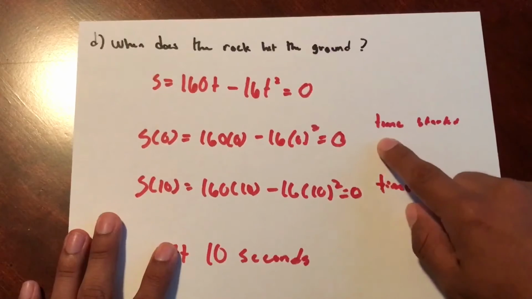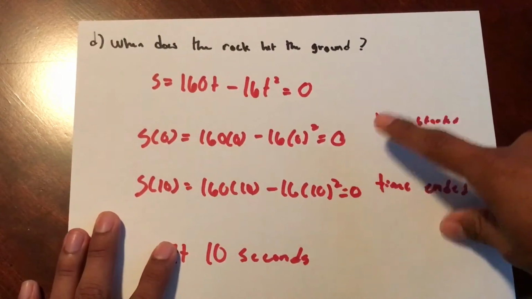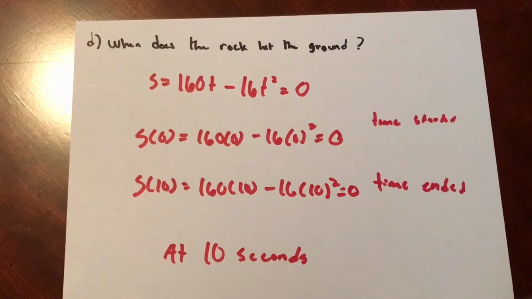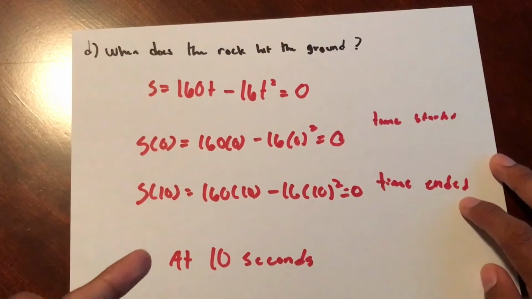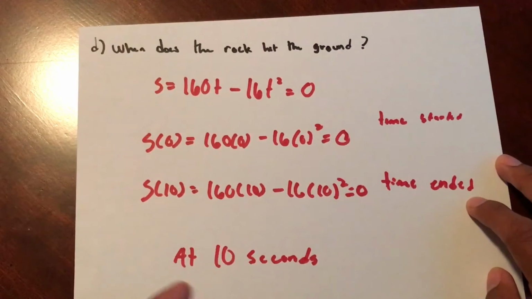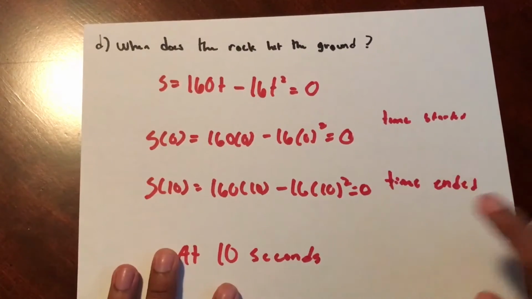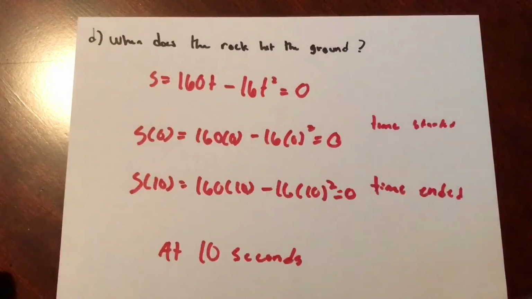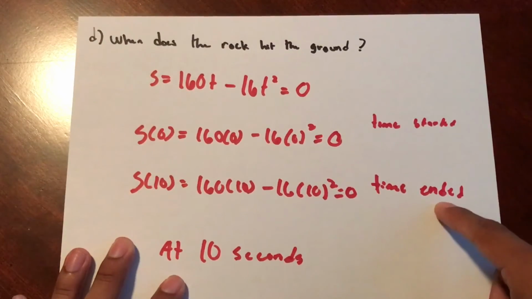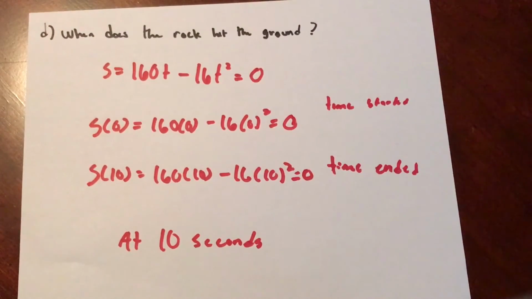This is the time the rock starts and leaves the ground, so this is the initial time of departure. Moving on, if we plug in 10, then it would be 160 times 10 minus 16 times 10 squared, which is 1600 minus 1600, which equals 0. So this is the time it ended, when it has come down and hit the ground. So our answer is 10 seconds. So that's going to be the end of 3.4.